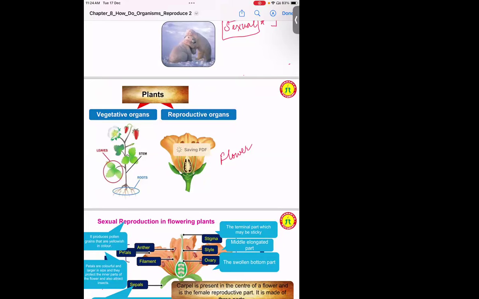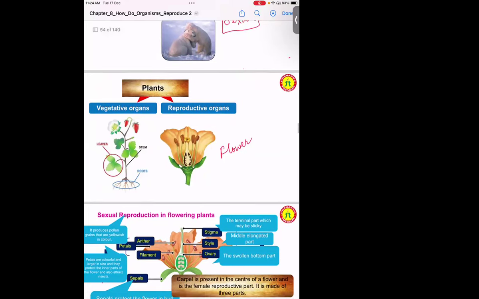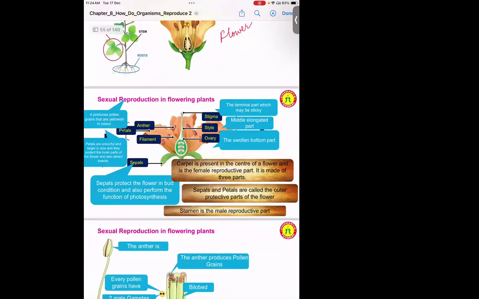Now, here again, a very, very important part for your board examination. Learn this slide as such. They do ask different varieties of questions from this part. The first thing, they ask you to draw the longitudinal section of a flower. The second thing, most of the time in the board examination, they will give you a "name the following" form, and then you should answer.